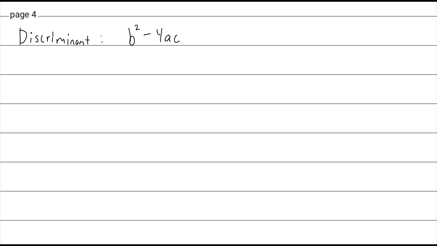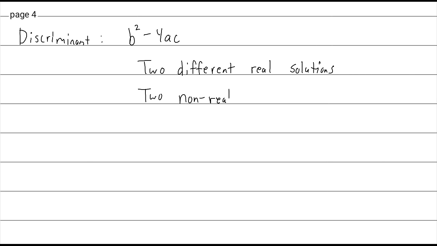And from that, I can tell if I'm going to end up with two different real solutions, two non-real solutions, like the previous example. That's when you see i coming in, i for imaginary. And I could end up with one repeated real solution, like whenever we got, was it negative 1/4, I believe? All right, these are my three options. Okay, and it turns out it depends on the discriminant.